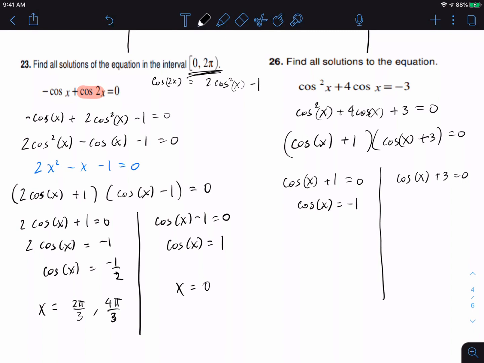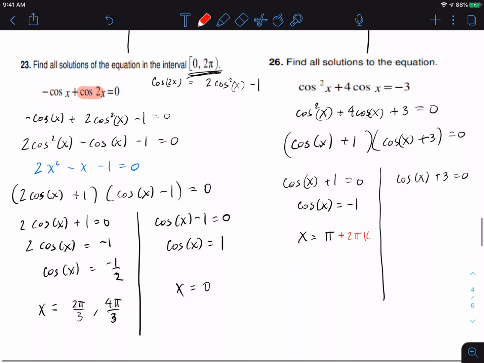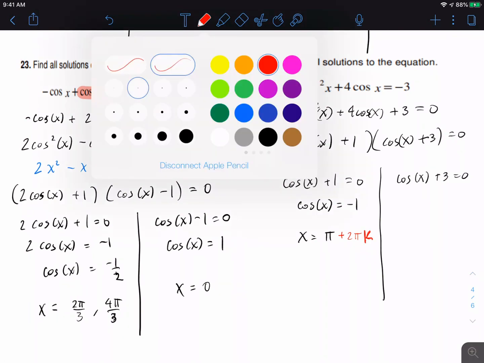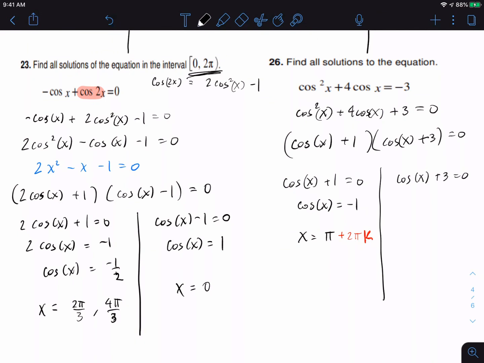Anybody? Yeah, it's at pi. So we see that x here is going to be equal to pi. Now, because there's no restriction, I can add plus 2 pi k. And the reason I don't have to put minus is because since k is an integer, it can be a positive 1 or a negative 1, a positive 2 or a negative 2, and so that's why we get that. So our answer is pi plus 2 pi k.